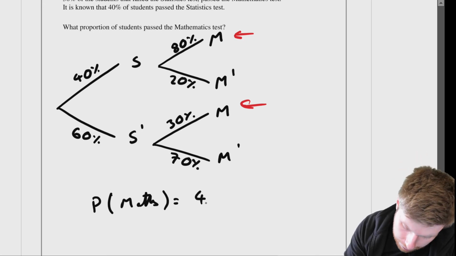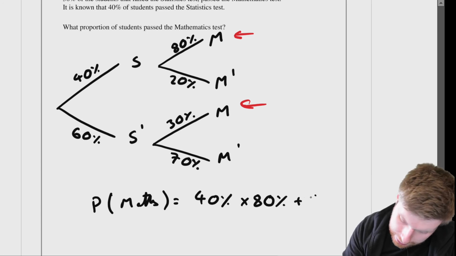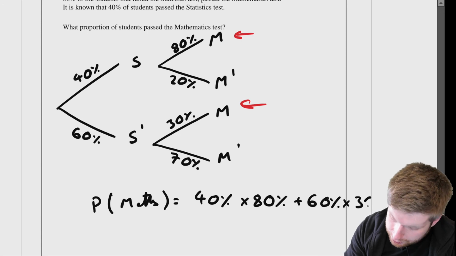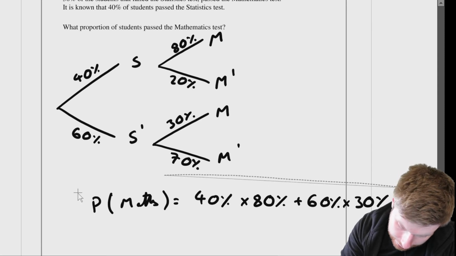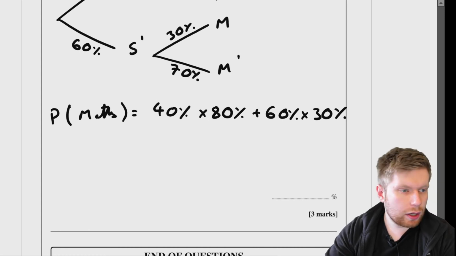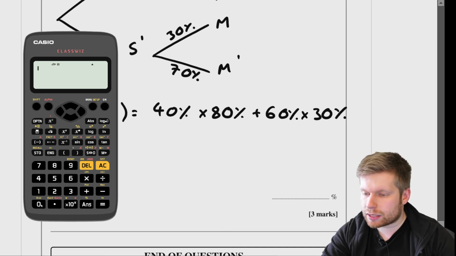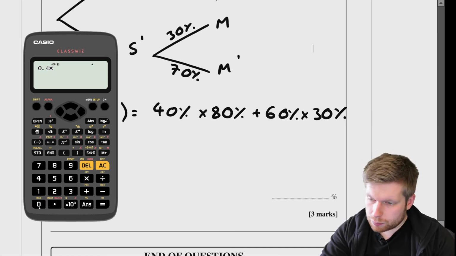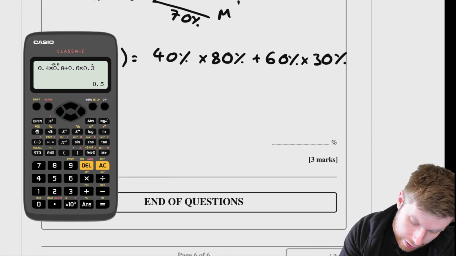So in other words, it's going to be 40% times 80% plus 60% times 30%. All right, so those are the different situations there. So I just need to put all of that in the calculator, and that'll be the proportion of students that pass the mathematics test. Okay, so let's have a look. Rather than typing 40% all the time, I'm just going to convert it to a decimal in my head. So it's going to be 0.4 times 0.8, which is 80%, plus 0.6, which is 60%, times 0.3, which is 30%. Hit equals, and I get 50%. So that's going to be 50% there.